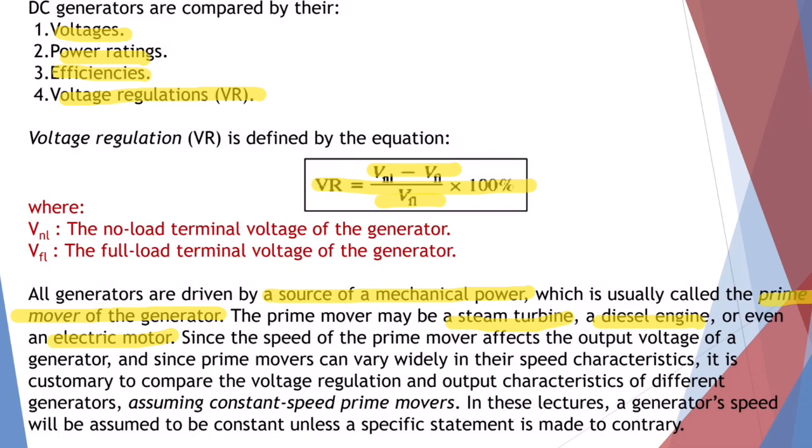Since the speed of the prime mover affects the output voltage of a generator, and since prime movers can vary widely in their speed characteristics, it is customary to compare the voltage regulation and output characteristics of different generators assuming constant speed prime movers. In these lectures, a generator's speed will be assumed to be constant unless a specific statement is made to the contrary.